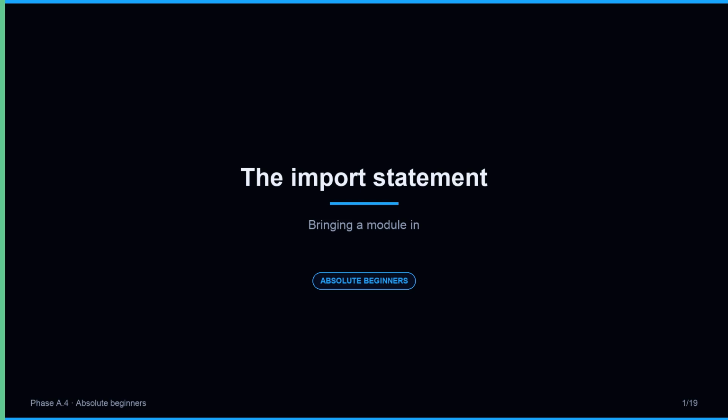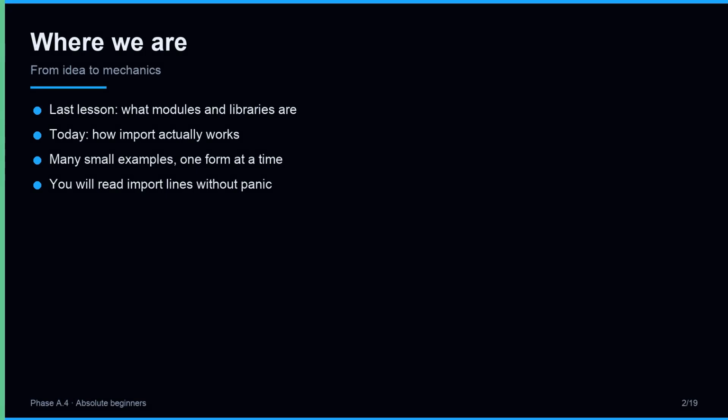One word, carefully explained. Last lesson you learned what a module is, a file of Python code, a drawer with a label. Today we open the drawer. The word import is the handle you pull. We go slow, with many small code examples. Each example shows one form of import. Nothing fancy. The goal is simple: when you see an import line in someone's code, you know exactly what it does.